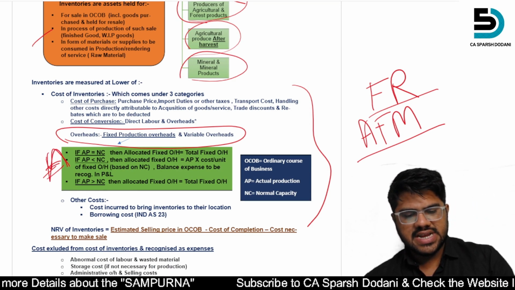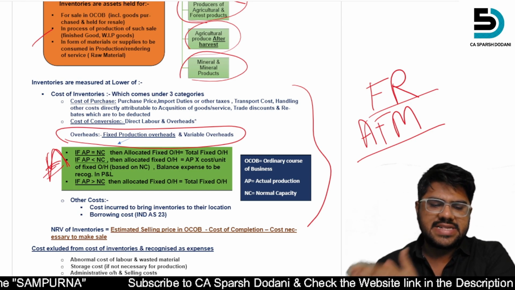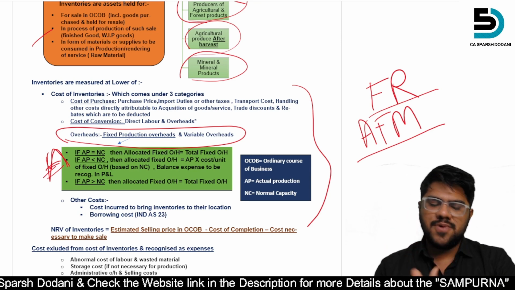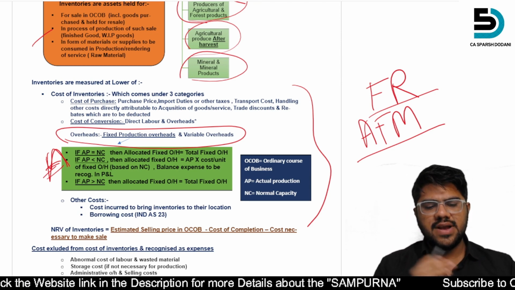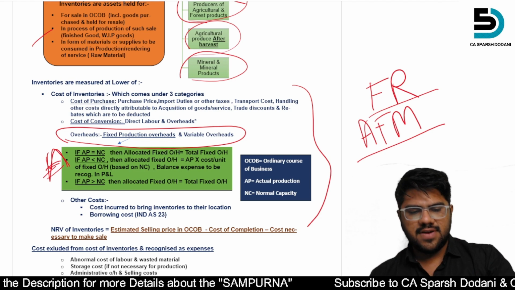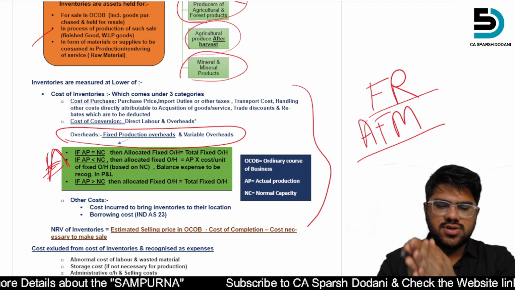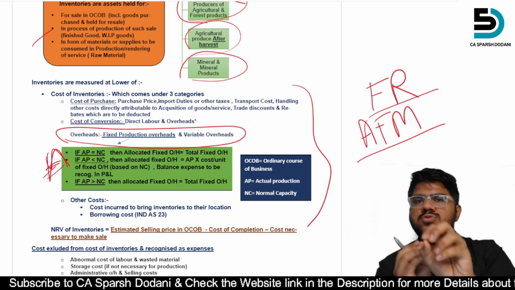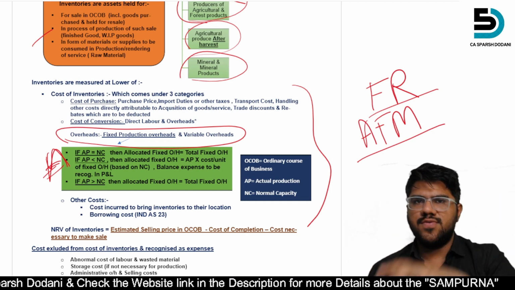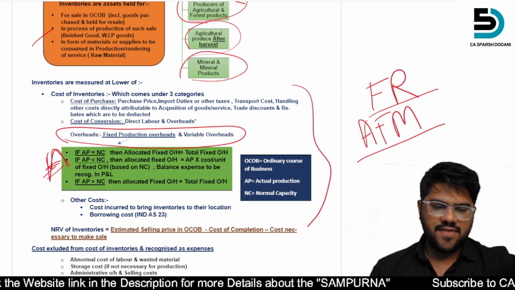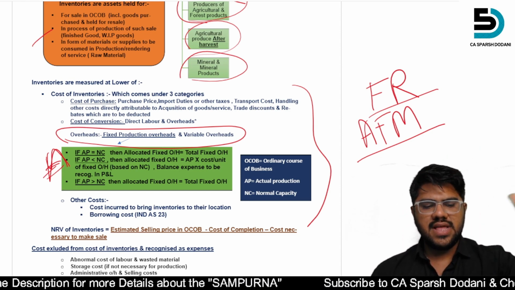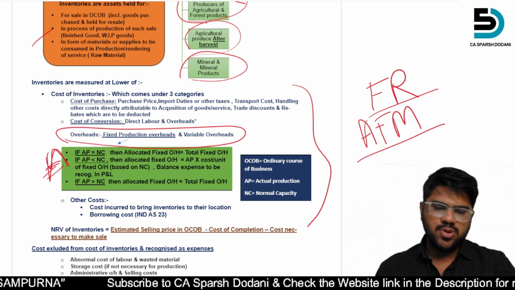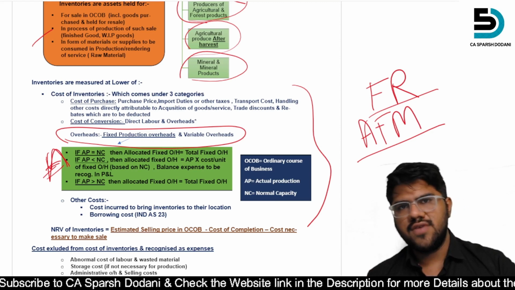देखो, if actual production is equal to the normal capacity, then the allocated fixed overhead is your total fixed overhead. If actual production is less than the normal capacity, then allocated fixed overhead will be actual production into cost per unit of fixed overhead based on NC. मतलब जितना actual production है उसको जो unit allocate किया गया था based on fixed overhead, that would be the allocated fixed overhead. If actual production is more than normal capacity, then in this case also allocated fixed overhead is equal to total fixed overhead.